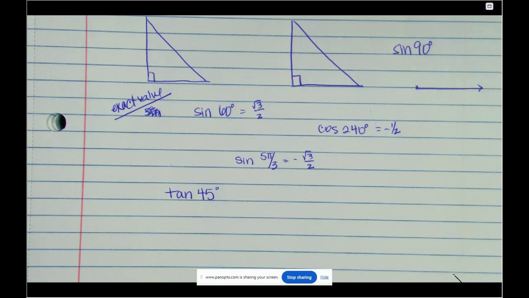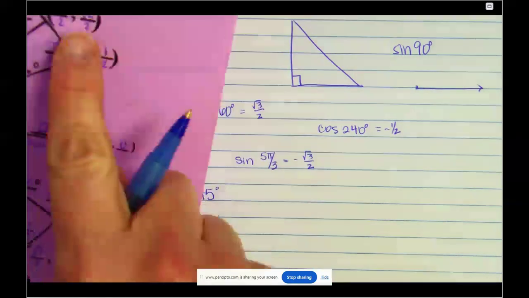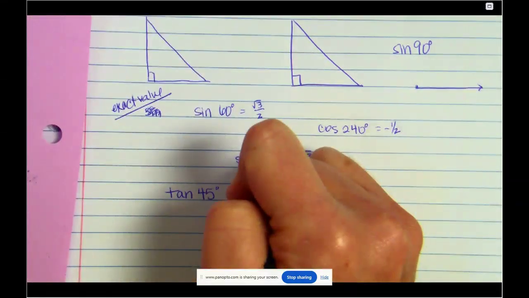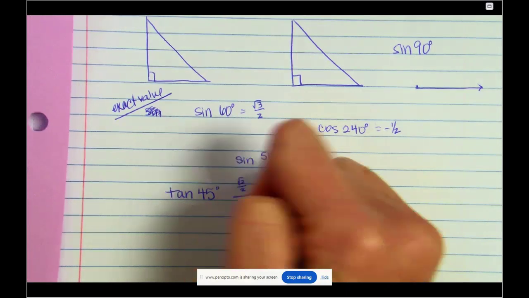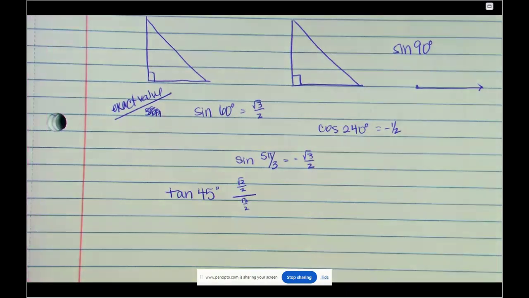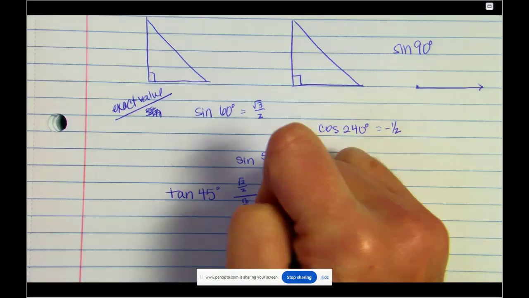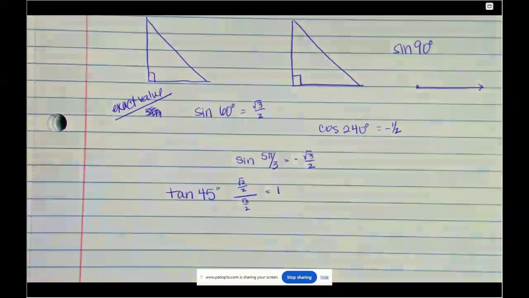Okay, so tangent is y over x, right? So at 45 degrees, the y is square root of 2 over 2. The x is square root of 2 over 2. What's that equal to? 1, because it's the same thing divided by the same thing. So that's no problem.